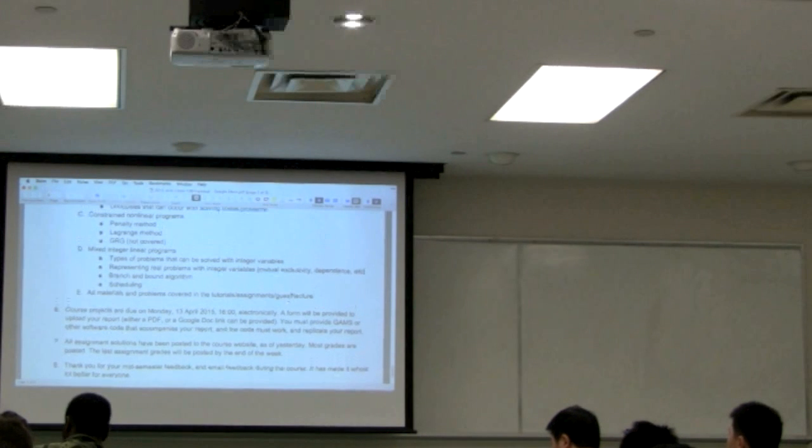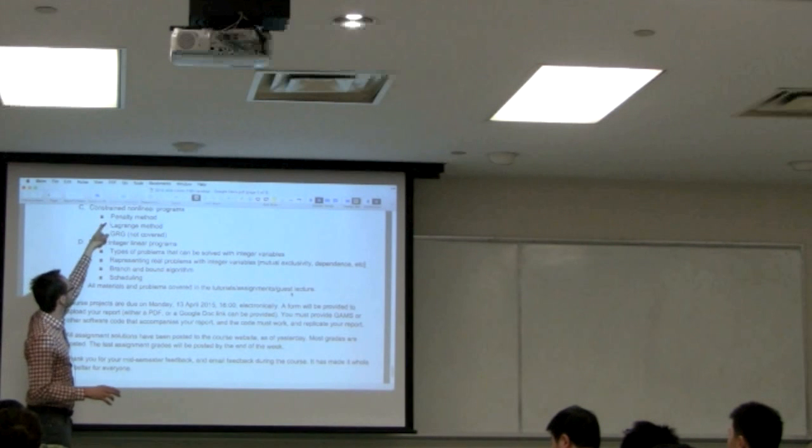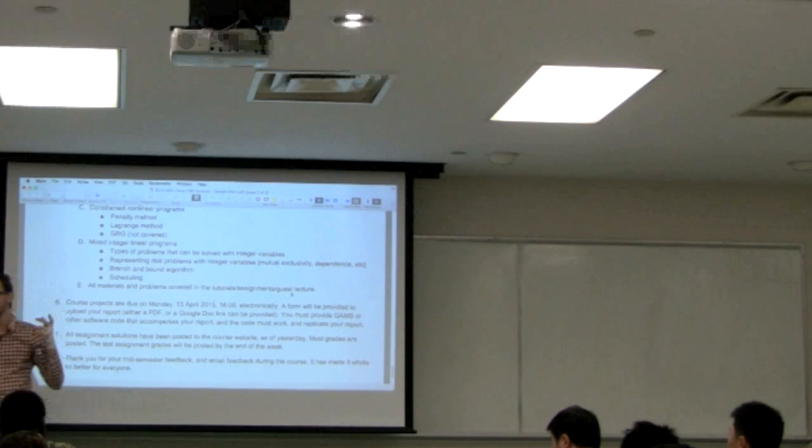The constrained nonlinear section, we looked at two approaches. We didn't get a chance to cover the third approach. The first was penalty and Lagrange methods. They're both similar in that they add terms to the objective function.